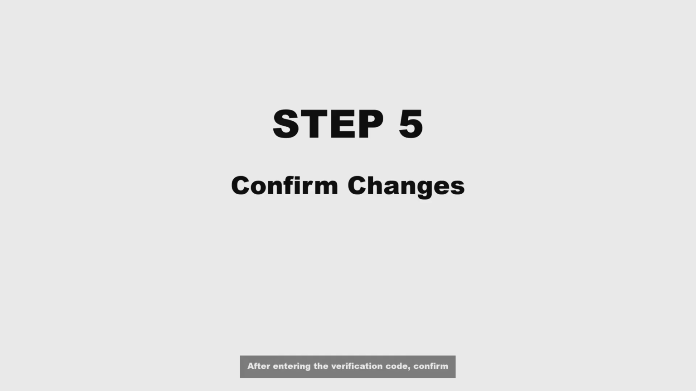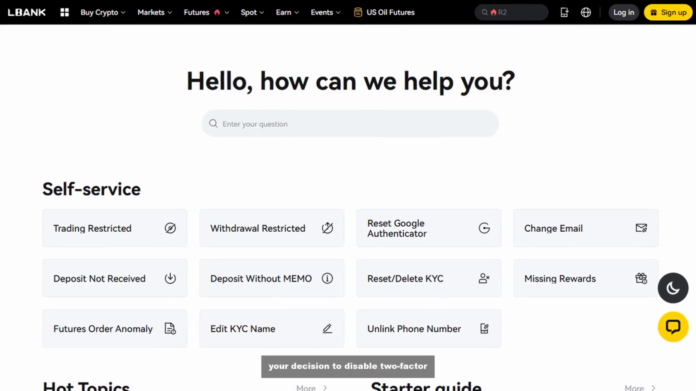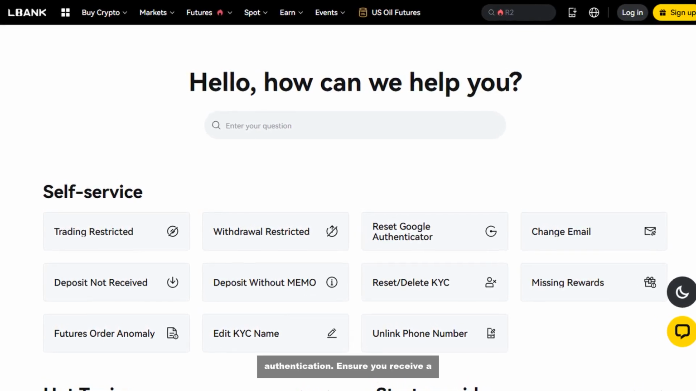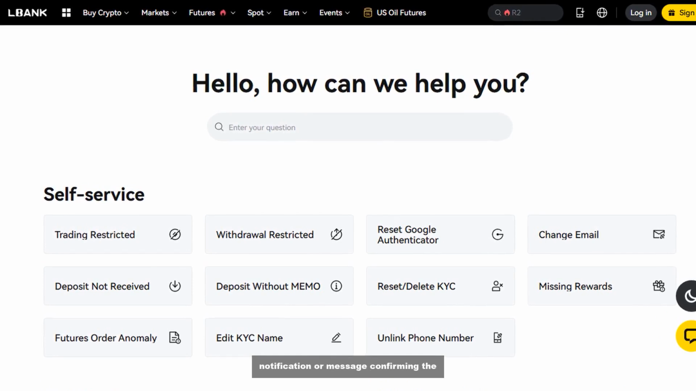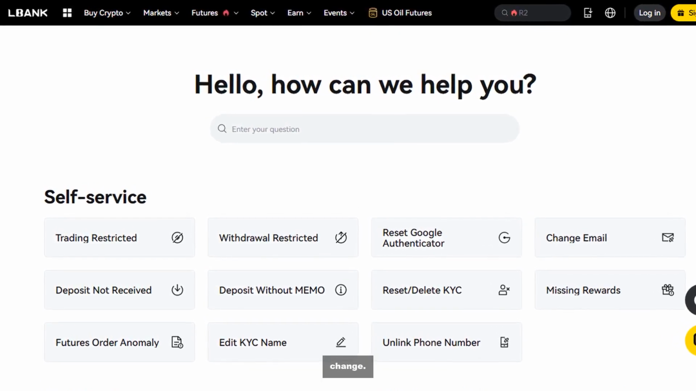Step 5. Confirm changes. After entering the verification code, confirm your decision to disable two-factor authentication. Ensure you receive a notification or message confirming the change.